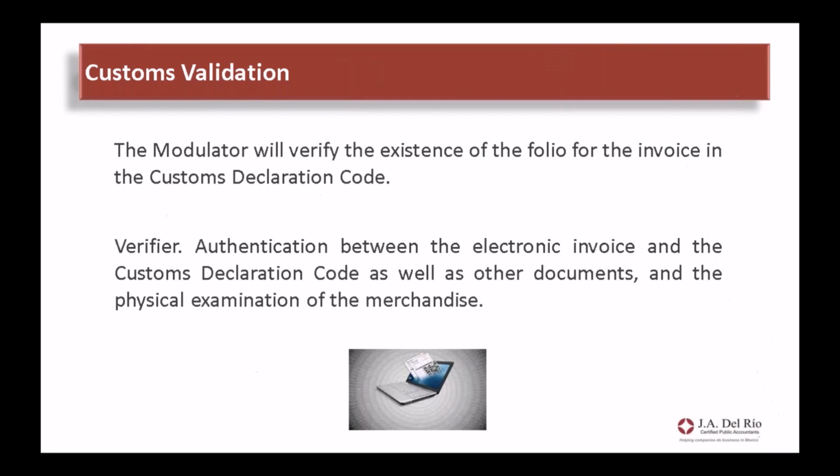And this is how, once we have finished preparing all this electronic invoice, we need to send this invoice to be validated through SAT. So here we call it the modulator that is in charge of validating the existence of the folio for the invoice in the customs declaration code. So this is basically making the match with the pedimento and this new electronic invoice, just to prove that it is correct and that it exists.